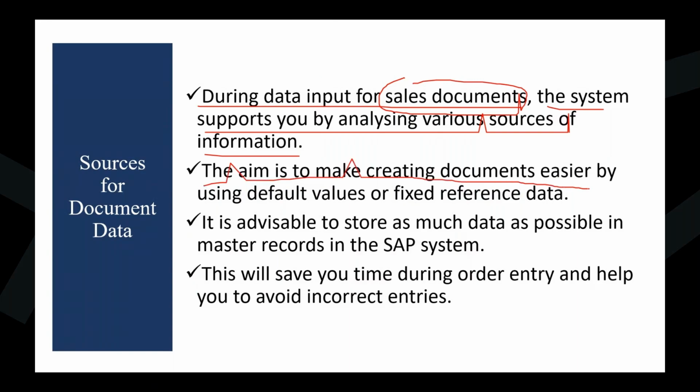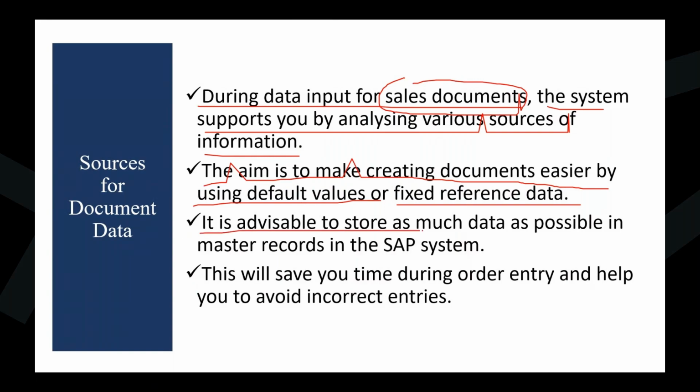The aim is to make creating documents easier by using default values or fixed reference data. That means the main purpose is that your sales order creation should be very easy. You are not supposed to enter a lot of information in the sales order manually. You just enter minimum information, three or four fields, that's all. Everything else the system will take care of. That is the main purpose of this.